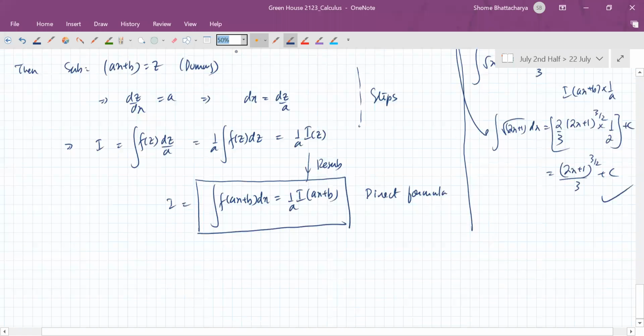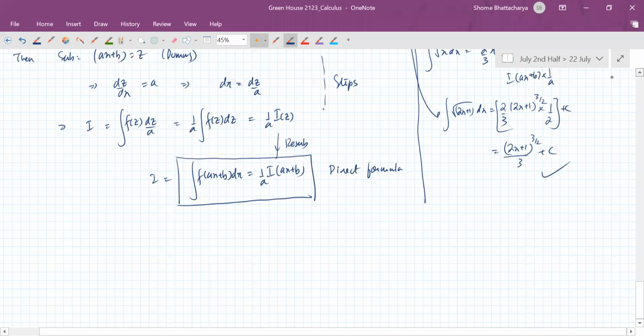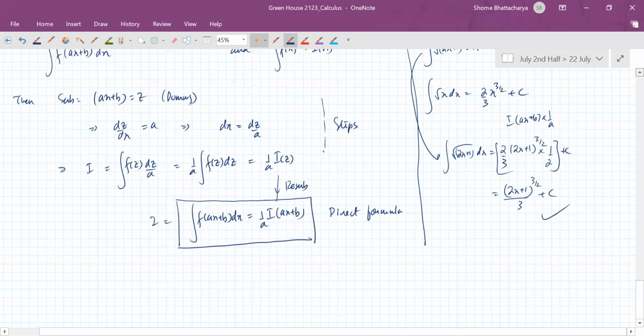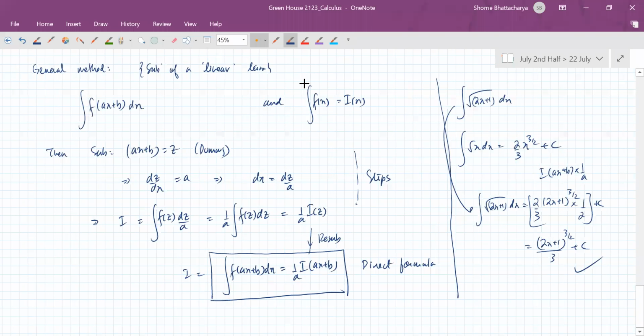So once we become familiar with the process and the steps, then we can start using it as a direct formula also. Every time we don't need to apply the steps like we've done in the previous one. We can directly apply the formula like we've done on the side over here for this integral. Sir, in place of 1, if it would be 2, then it would be 2 upon 2, right? Yeah, exactly.